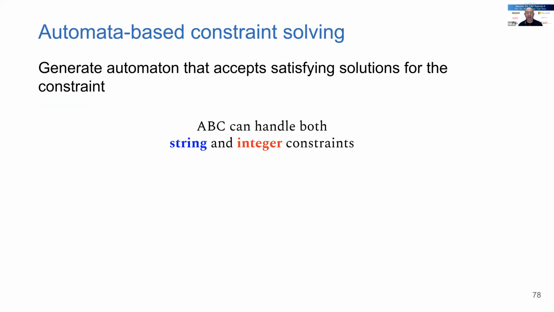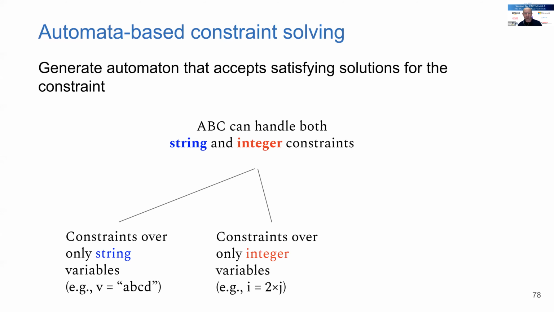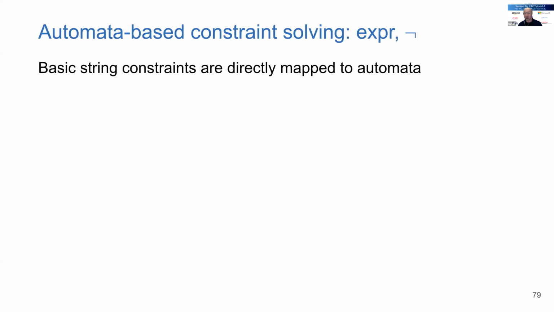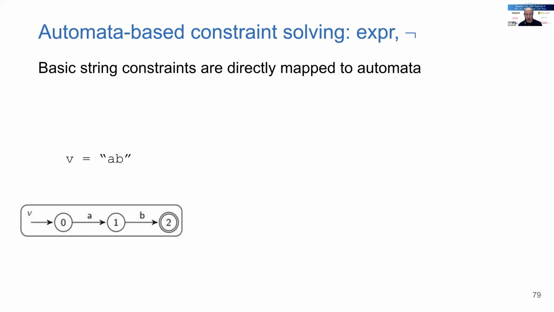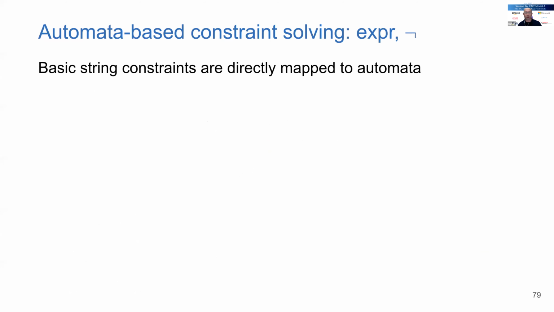So we can handle both string and integer constraints. For example, a string variable is equal to a string. We can do integer terms, linear arithmetic, like integer variable i equals 2 times j. Or we can do terms on combinations of string and integer variables. For example, we can say length of variable v is equal to some integer variable i. So we can do constraints like this: string terms, integer terms, and mixed string and integer terms.